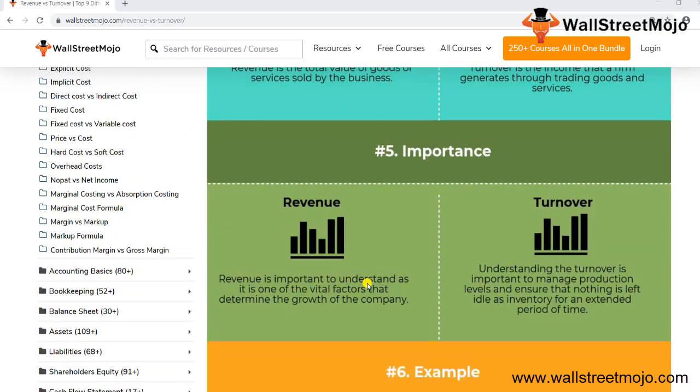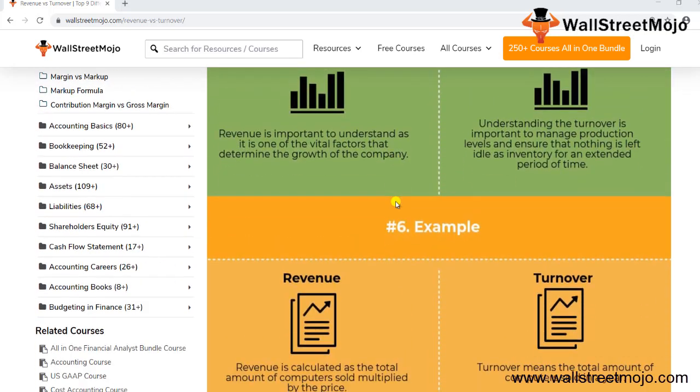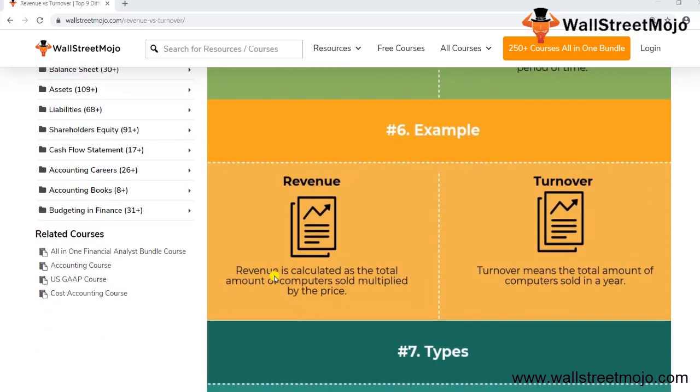Importance. Revenue is important to understand because it is the vital factor that determines the growth of the company. Turnover is important to manage production levels, ensure that nothing is left idle, or to support the just-in-time approach that you use for inventory, and to avoid holding inventory for an extended period of time. Turnover helps you figure that out. Example: revenue is calculated as the number of computers sold multiplied by the price. As simple as that, that is going to be your revenue.